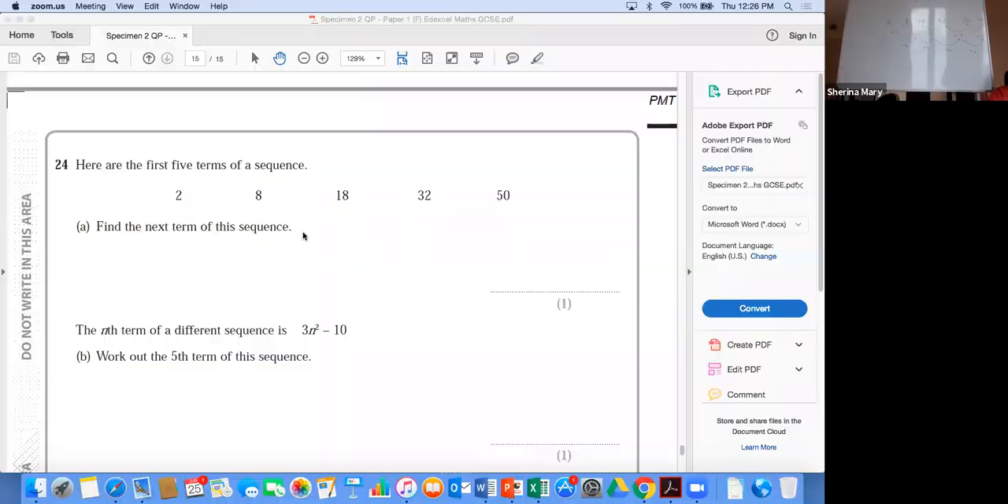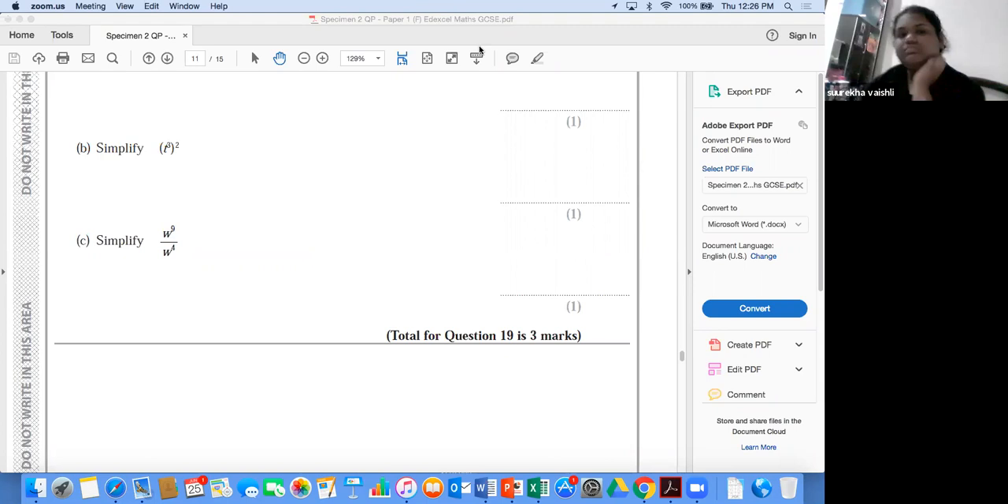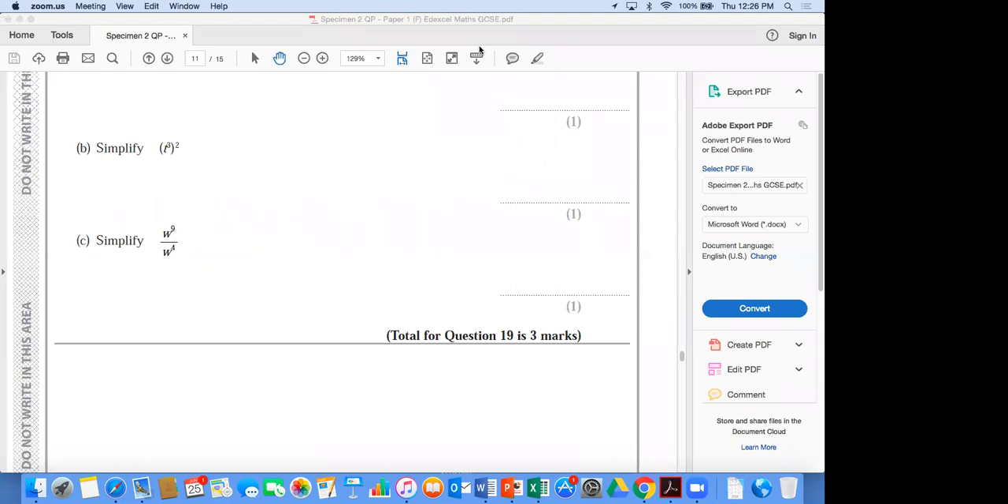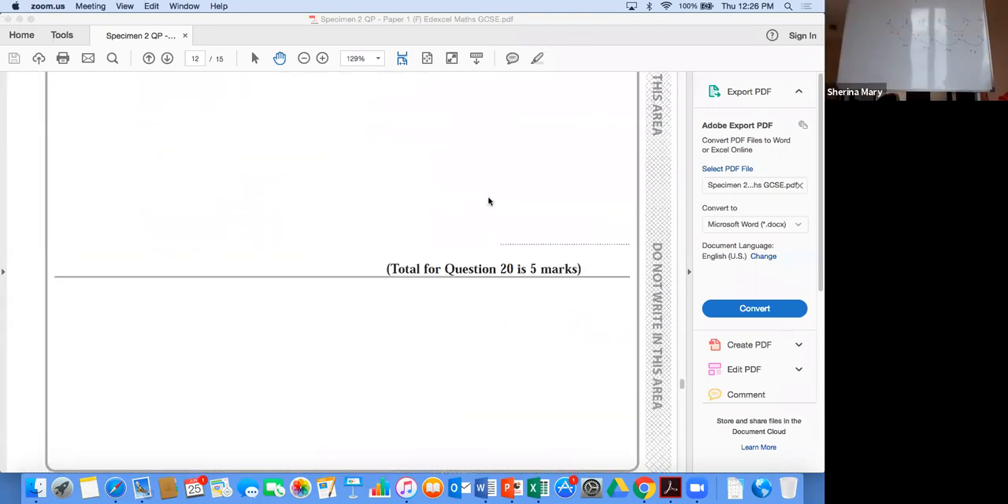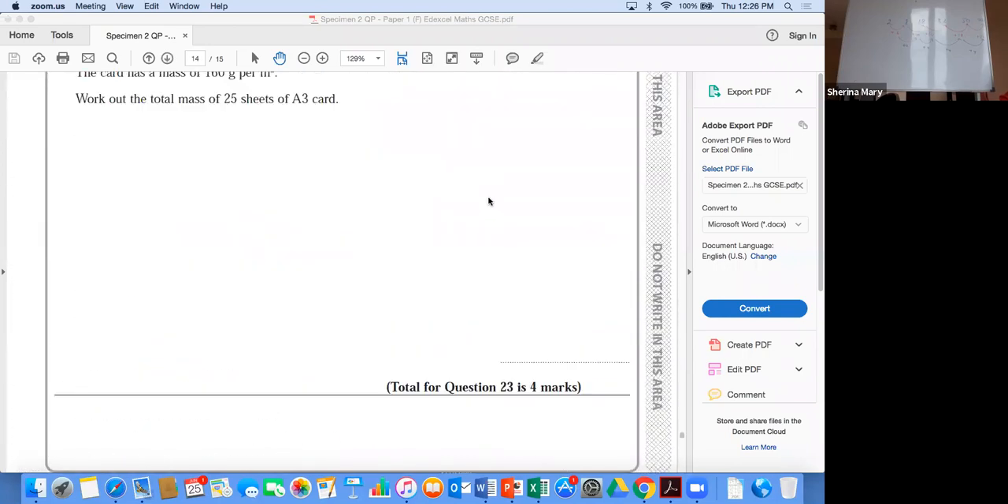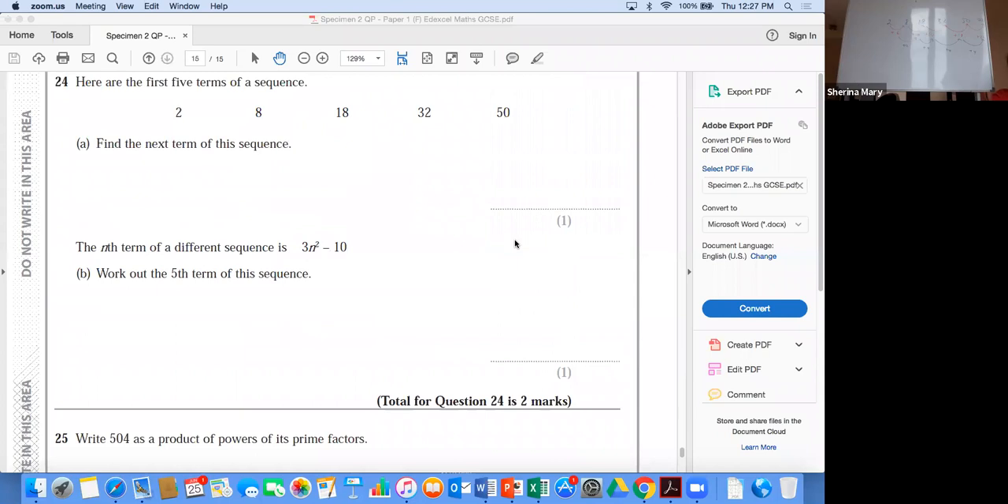Anyone has any questions? Any other clarifications? So the question 24b. The nth term of a different sequence is 3n squared minus 10. Work out the 5th term of the sequence.